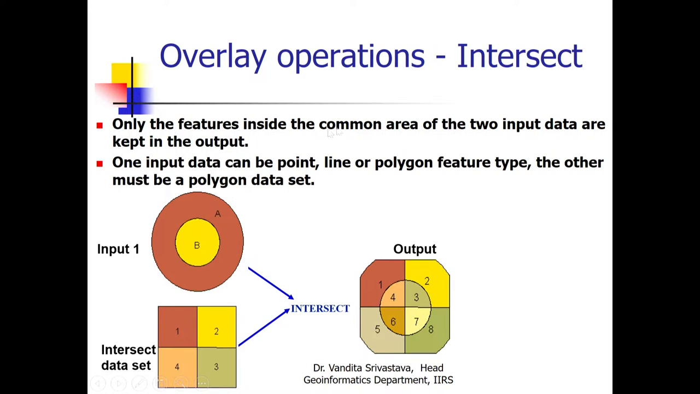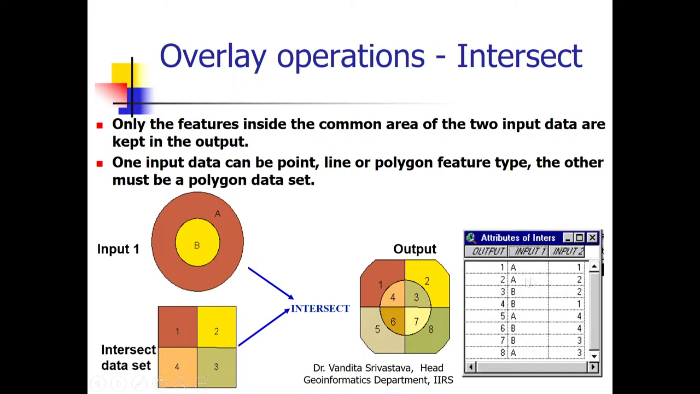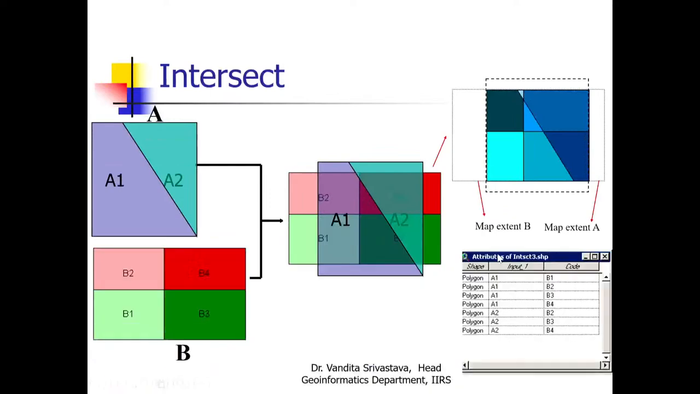Only the features inside the common area of the two input data sets are kept in the output. One input data can be point, line or polygon, but the other has to be a polygon. That is a condition. Otherwise you will not be able to perform the intersect operation. So the output looks like this. Both input attributes are copied to the output with the new polygon IDs created. So the new topology is created. This is the same thing.